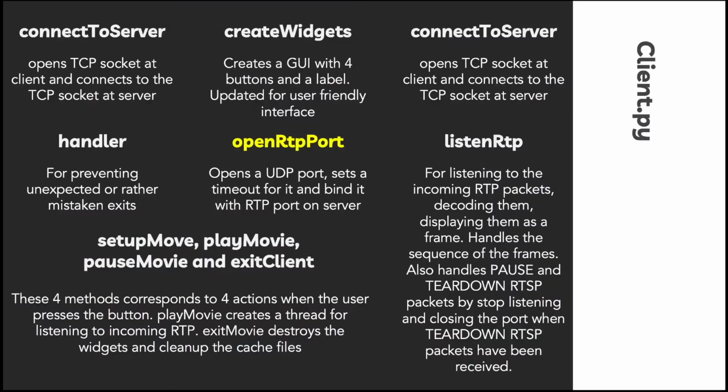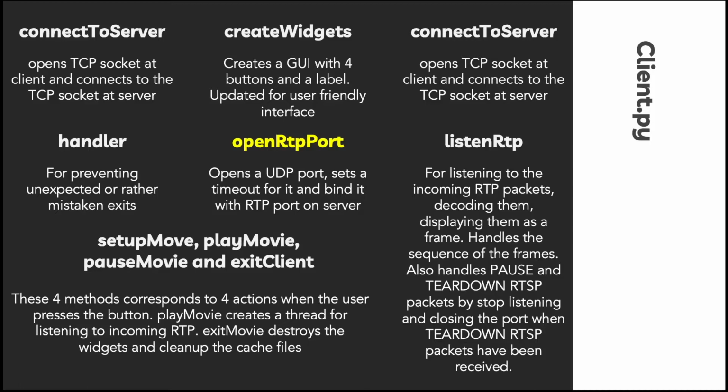Now, next up, we have the open RTP port function. This is a method that we need to complete. It is quite simple though. All it does is open a UDP port, set a timeout for it, and bind it with the RTP port on the server. The reason it is a UDP port is because RTP is a streaming protocol built on top of UDP. It will also throw an error box if the binding process is unsuccessful.